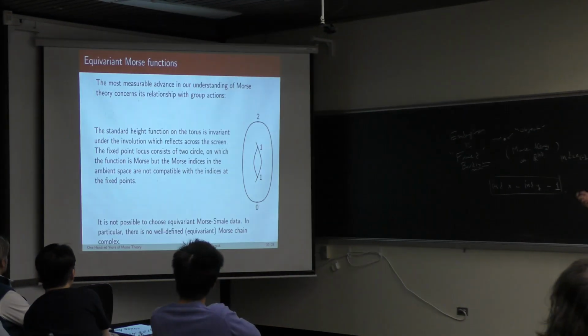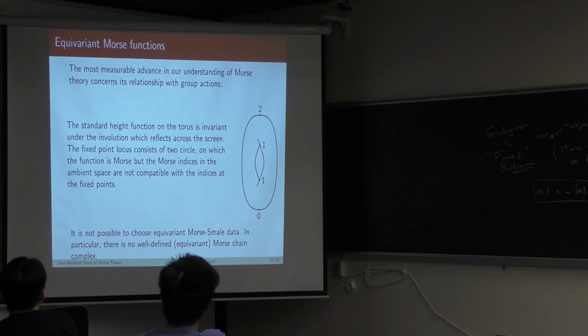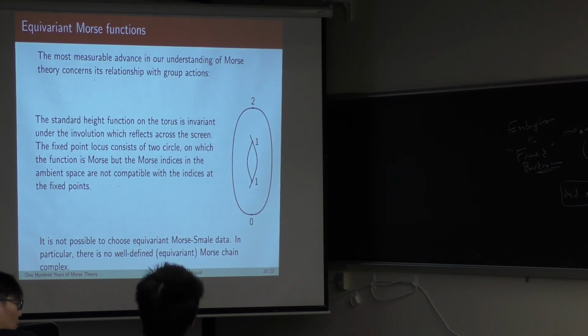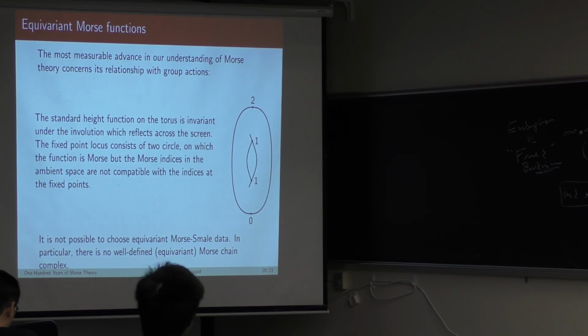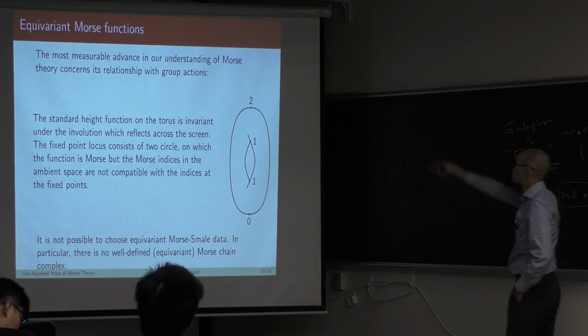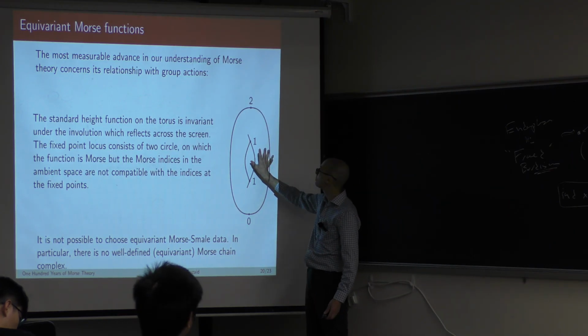Okay, so now I want to close with some work that is not mine. This philosophy has made it possible to make advances in an area that's long been known to be one of the trickiest, which is to try to understand how Morse theory interacts with group actions. So this is a picture of the same torus over here, except this time I made it straight. And it's obvious that it has this L2 symmetry.